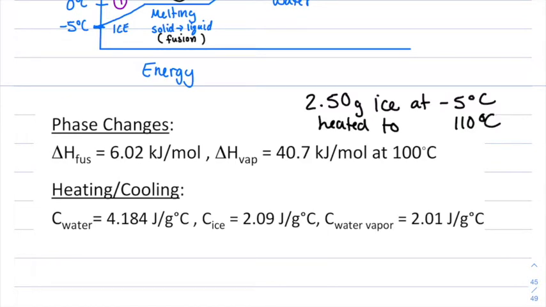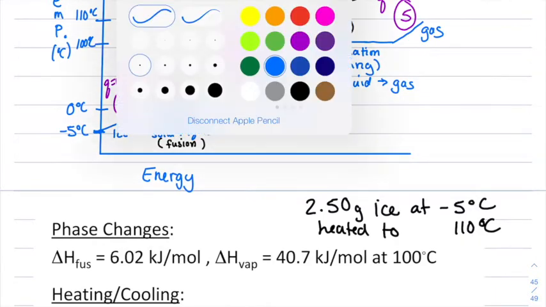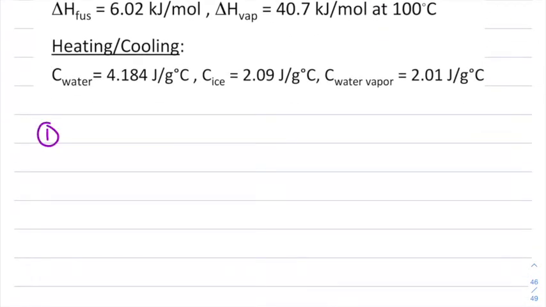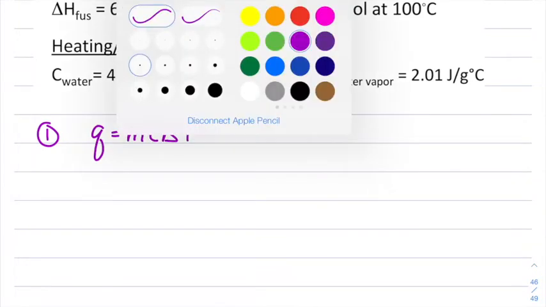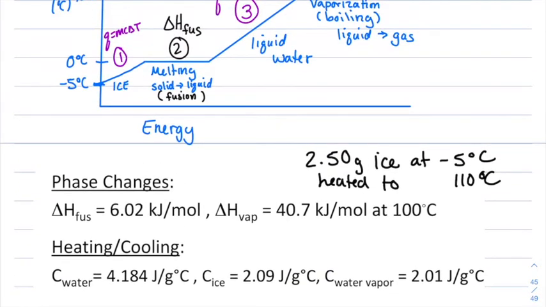All right, so here is our problem in a nutshell. We're going to go through and start with number 1. Again, it is possible to do it in a different order, but you do eventually have to get all of these steps done. So number 1 is our Q equals MCAT. All of these steps are going to have the same amount of ice. In this case, we have 2.50 grams of ice, and that will be consistent throughout the whole problem.